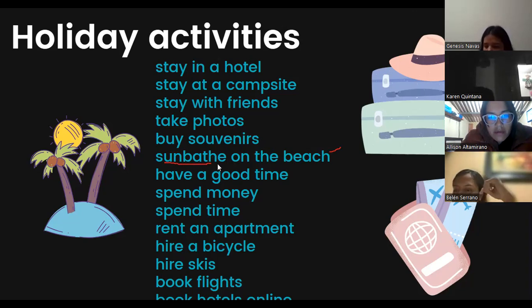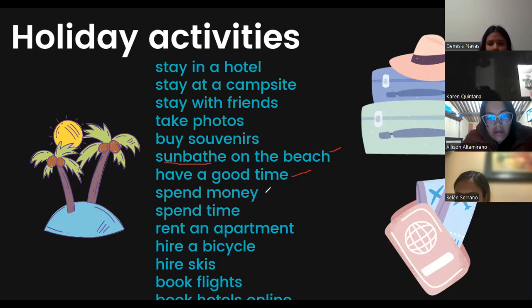And have a good time. En inglés decimos, para decir la pasé bien, usamos esta expresión, have a good time. Pueden decir, oh, I had a good time, or I had a great time with my friends. So that is very useful when you're trying to say something positive about your trip. You can say, I had a good time. Como que tuve un buen tiempo, la pasé bien. I had a good time.